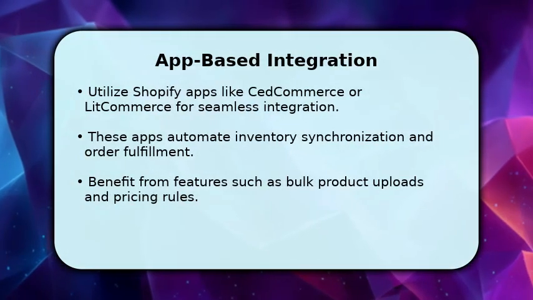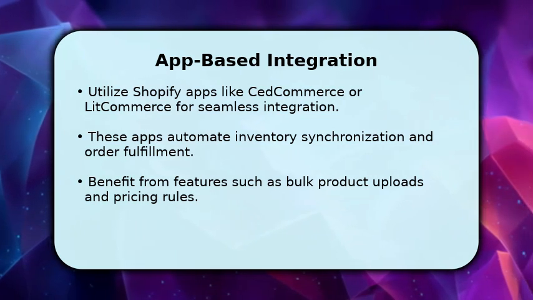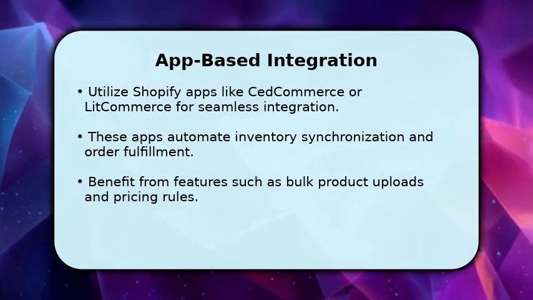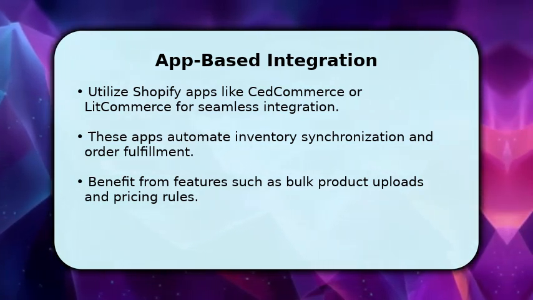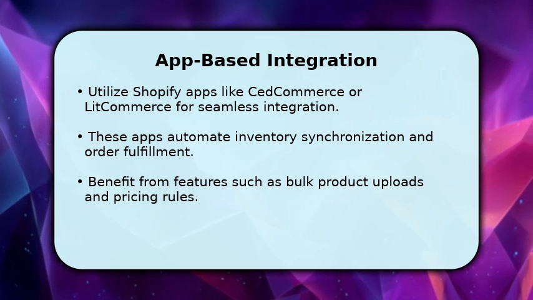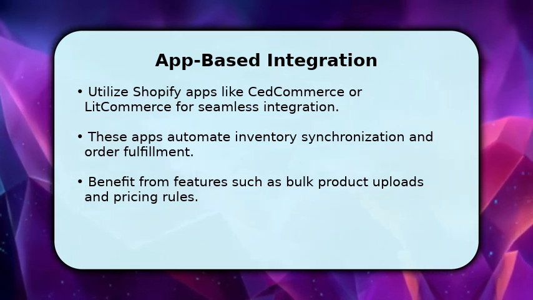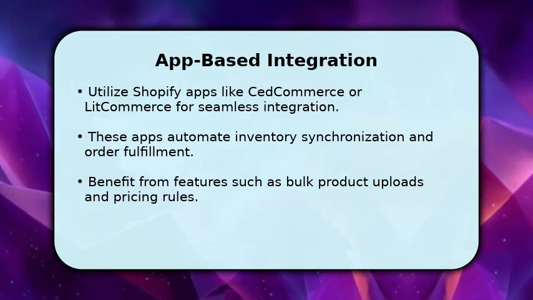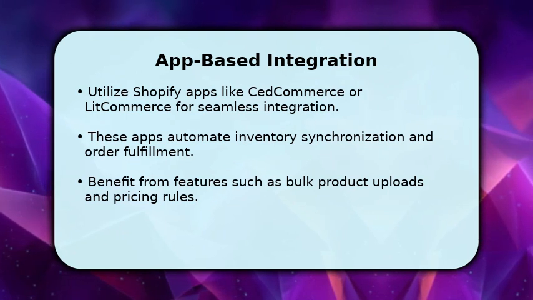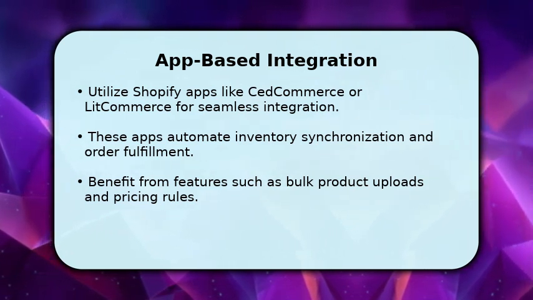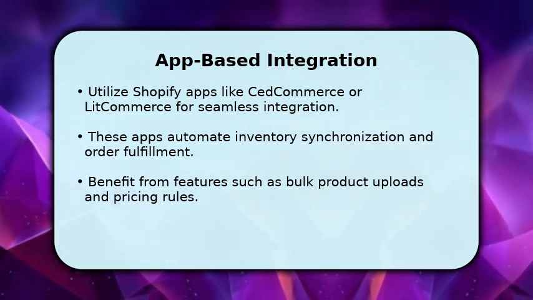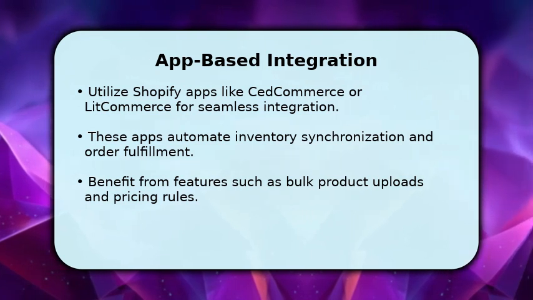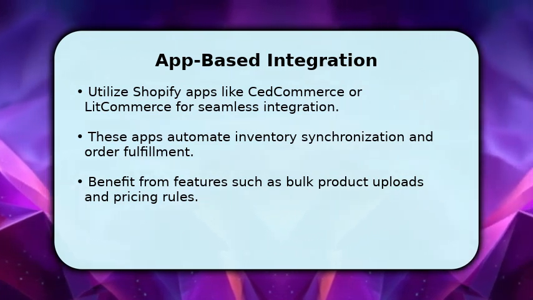Many merchants find app-based solutions the easiest way to connect. Apps like ZCommerce or LitCommerce offer robust features, automating inventory updates and order management between Shopify and Amazon. You can typically set up your connection in under 15 minutes, allowing you to quickly list hundreds or even thousands of products. These tools also help manage product variations and pricing rules effectively.